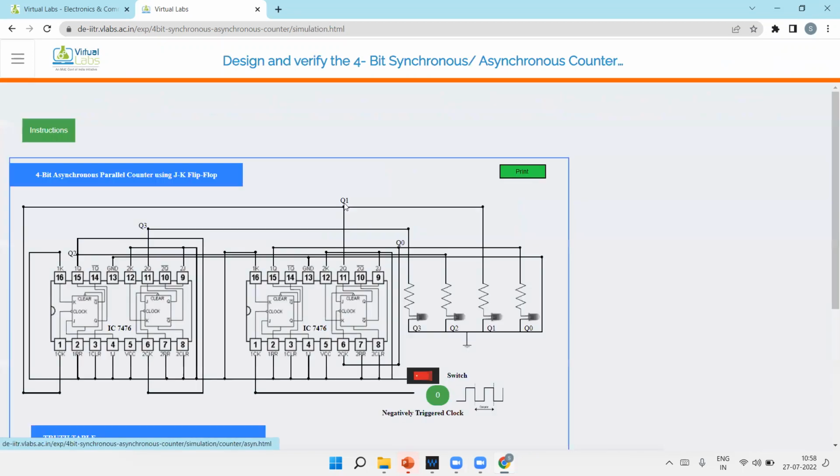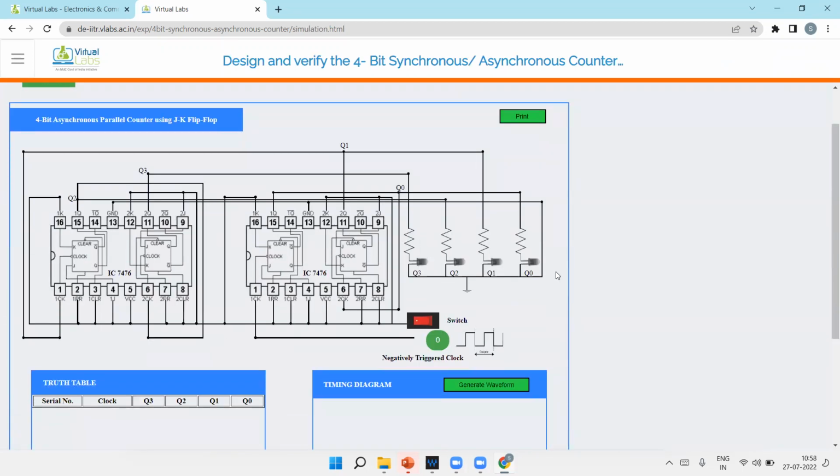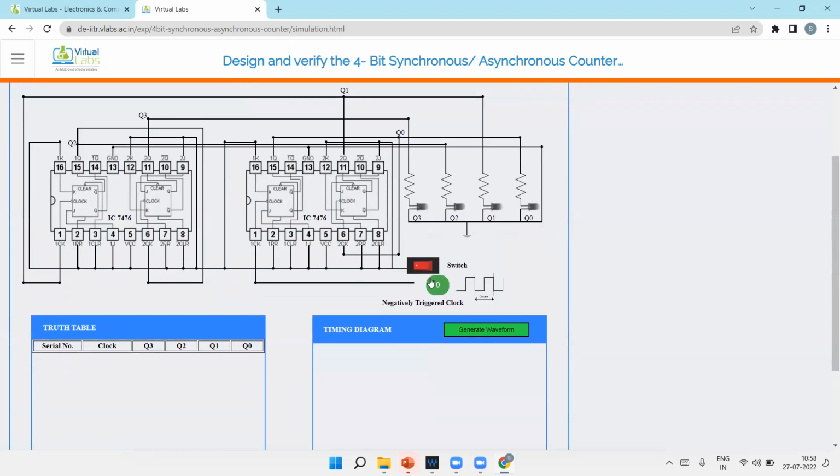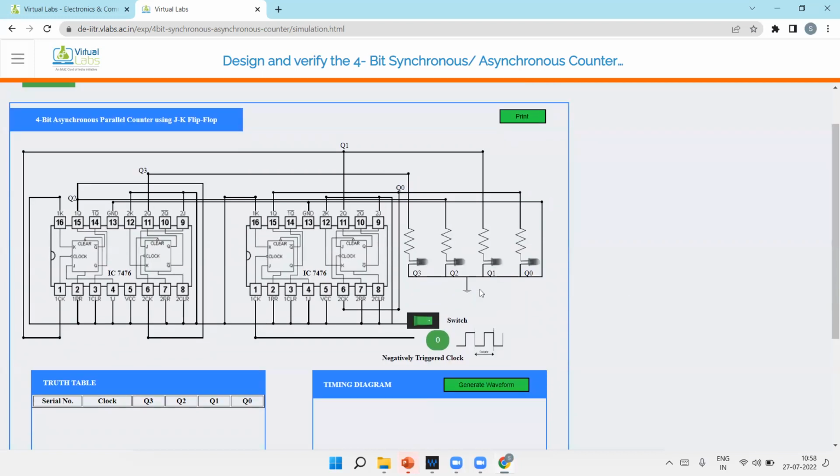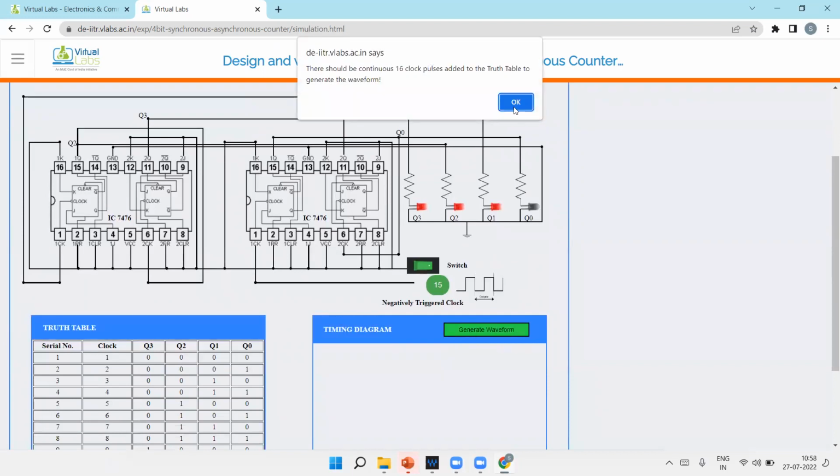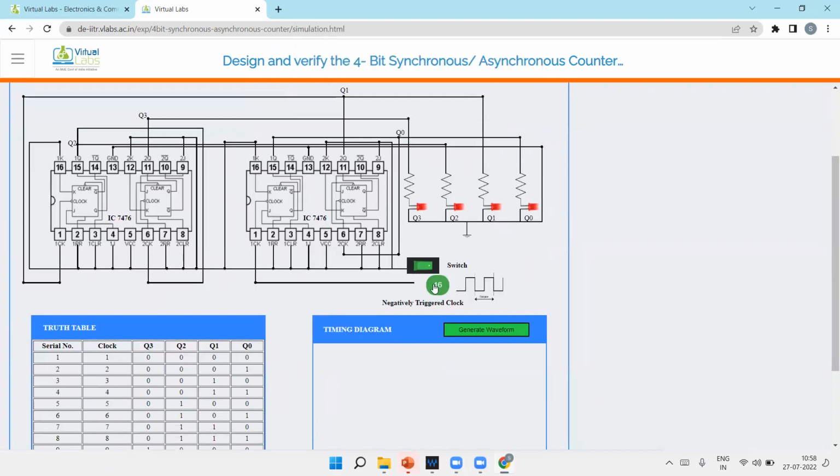First of all, the asynchronous counter. We want 4 flip-flops, so these 2 are in one IC, and 2 in another IC. These are 4 flip-flops. First of all, click on the switch. Now the switch is on. For counting, this is the clock, so we have to provide the clock from here. 1 clock, 2 clock, 3, 4, 5, 6, 7, 8, 9, 10, 11, 12, 13, 14, 15, sorry, 16. It is starting from 1, that's why 16.